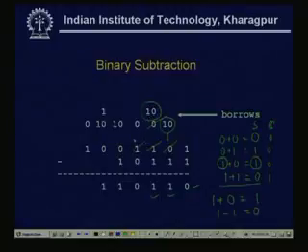So, this becomes 0. Now, see, 0 and 0: this 0 minus 0 is 0. So, actually here it is not a borrow. 0 minus 0 is 0, there is no borrow. Now, again 0 minus 1, 0 minus 1. So, again this is borrowed.